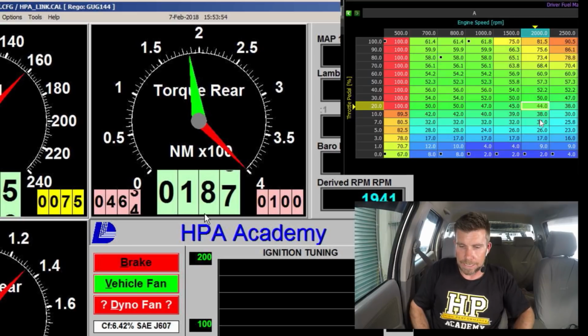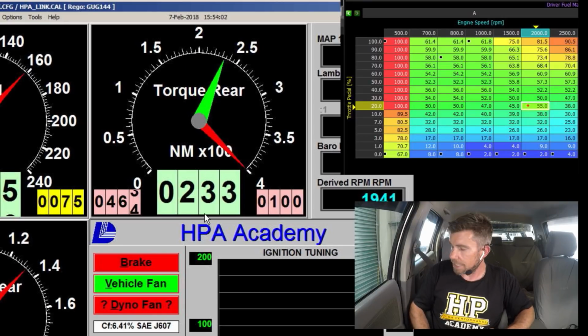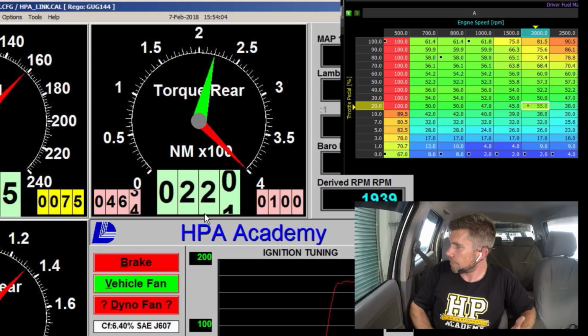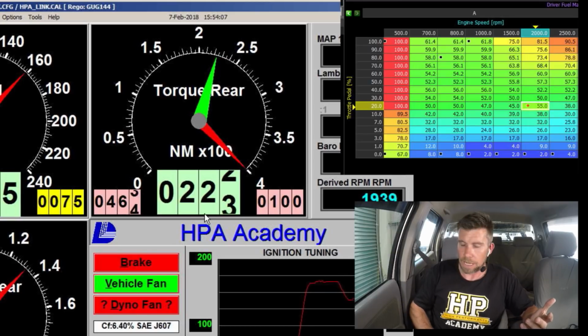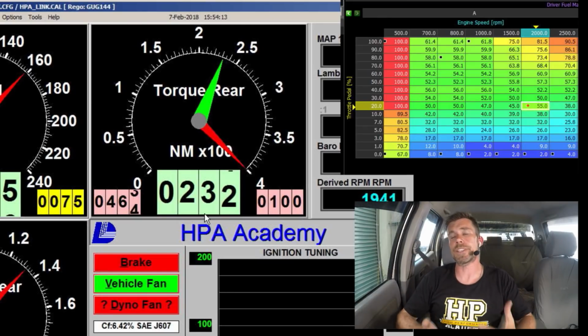So what I'm going to do now is adjust that percentage. Let's take it from 44 up to 55%, and we'll watch what happens to our torque. So we can see that it went from 185 Newton meters up to about 225, 230. Okay, so we can affect the amount of torque that the engine is producing based solely on the fuel being delivered.